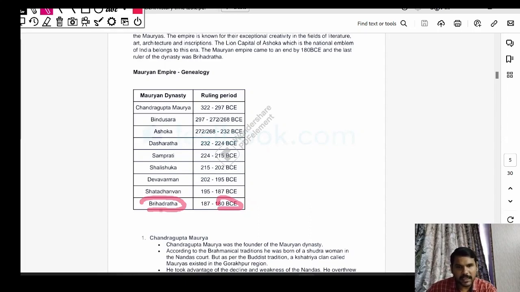This is frequently asked again. Brihadratha is the last Mauryan emperor, and he was killed by Pushyamitra Sunga, because Pushyamitra Sunga was a Brahmin and a follower of the Vedic religion, and the Maurya dynasty had become Buddhist by then. So in order to establish the Vedic religion back, and because Brihadratha was a very incompetent ruler, his general Pushyamitra Sunga deposed and killed him and established the Shunga dynasty. This is very important from the exam point of view. Frequently asked: Brihadratha.